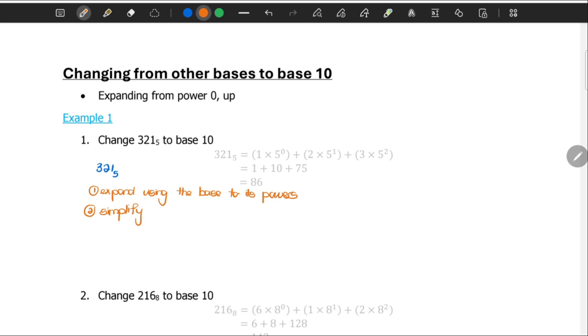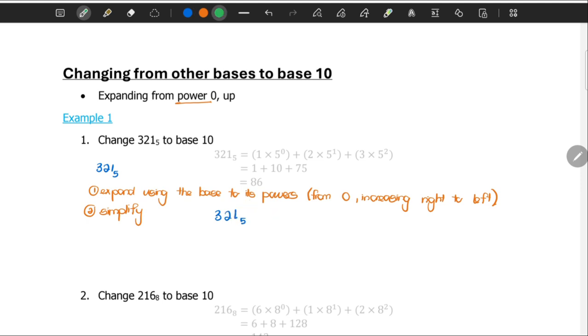So when you expand, the powers start from 0 and increase from right to left. So we have 3, 2, 1 to base 5.